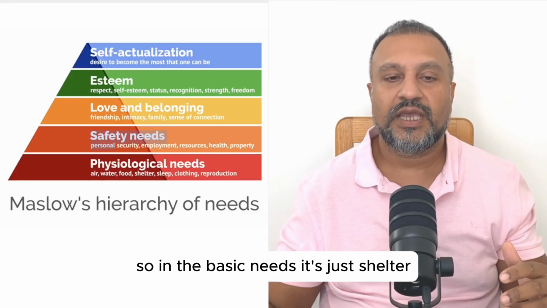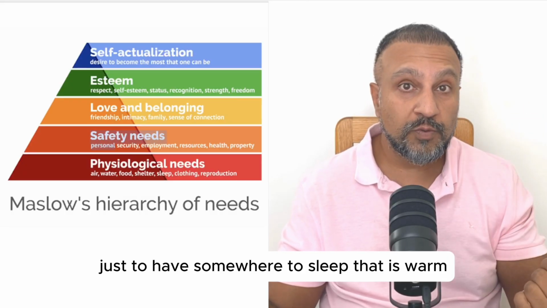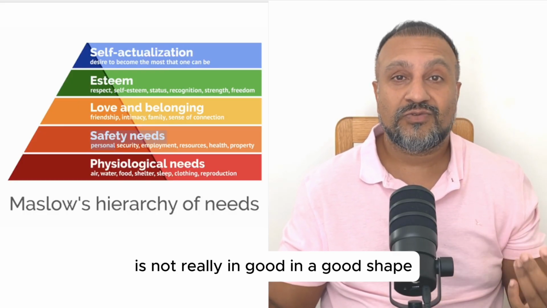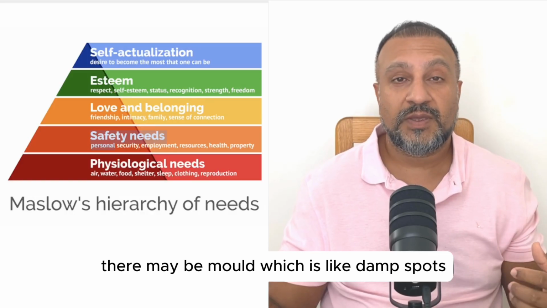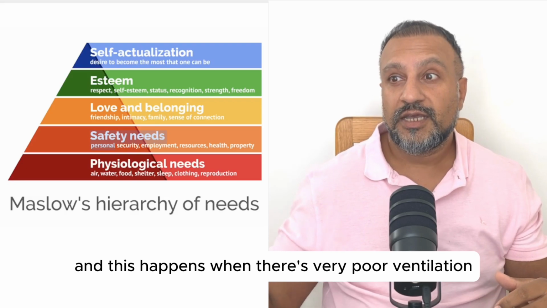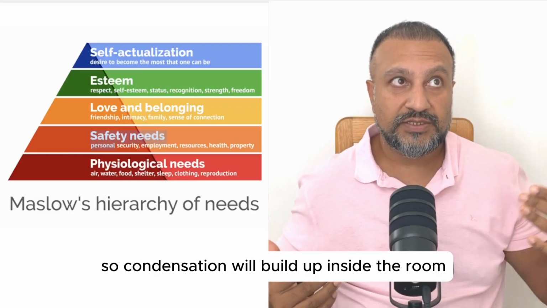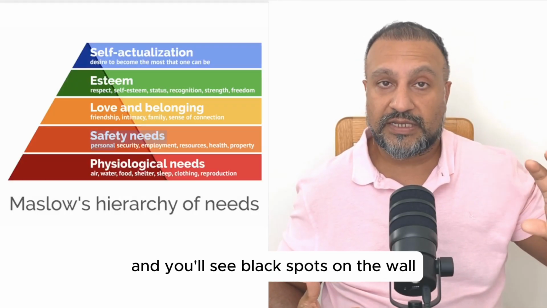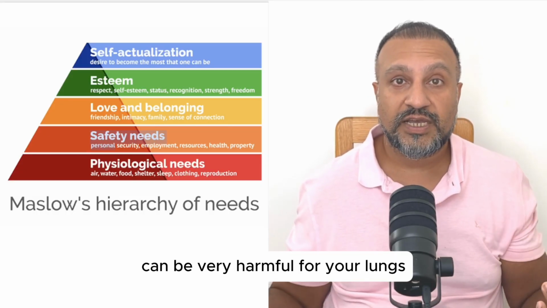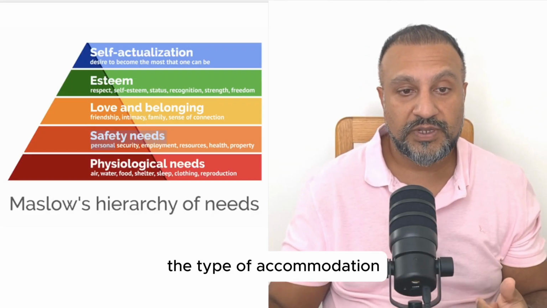So in the basic needs, it's just shelter, just to have somewhere to sleep that is warm. I think that's really important, because some accommodation is not really in a good shape. There may be mold, which is like damp spots, and this happens when there's very poor ventilation. Condensation will build up inside the room, and you'll see black spots on the wall, and breathing this in can be very harmful for your lungs. So it's important to think about the type of accommodation.